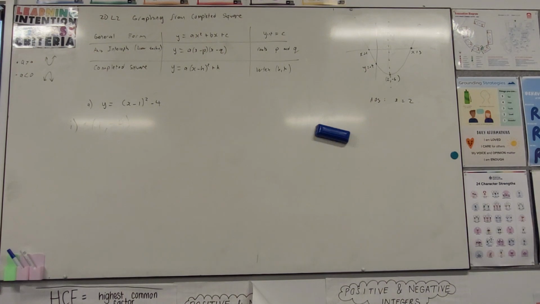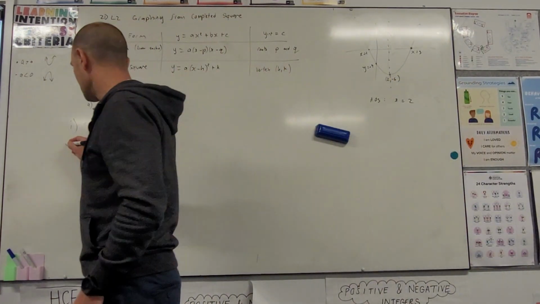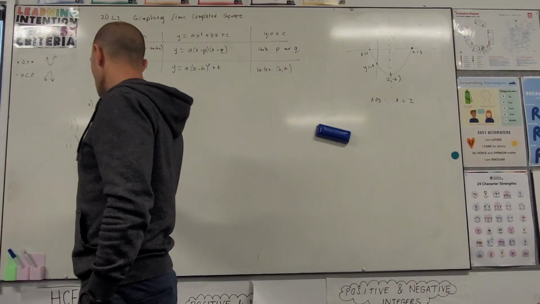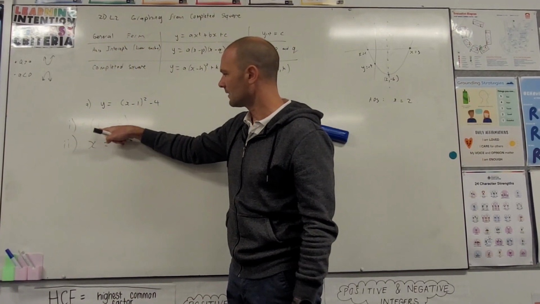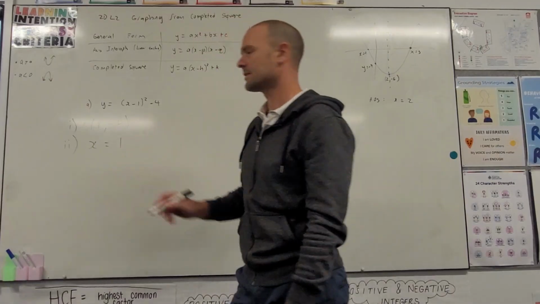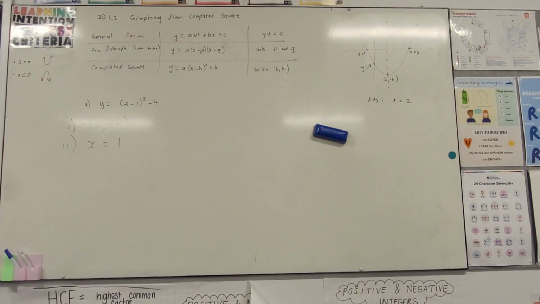Now, if this is the coordinates of the vertex and we're asked, what's the equation of the axis of symmetry? Well, the equation of the axis of symmetry is just going to be x equals, and the x value of the vertex. The equation of the axis of symmetry is x is 1.